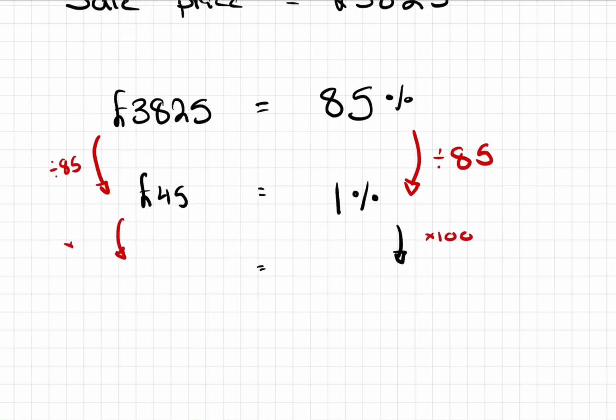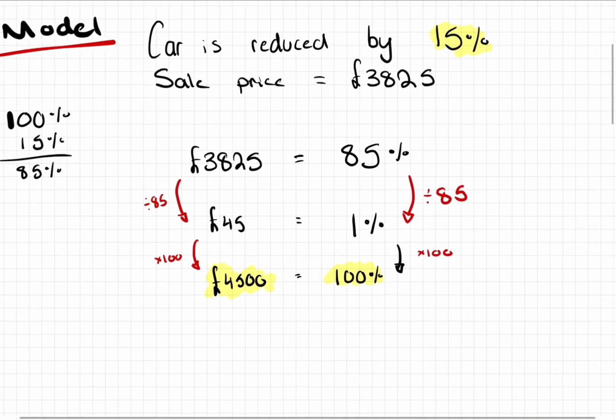So to give us 100%, you've got to times it by 100. And I can do this in my head. 45 times 100 is £4,500. And that is our original amount. There we are. Okay, try one more.